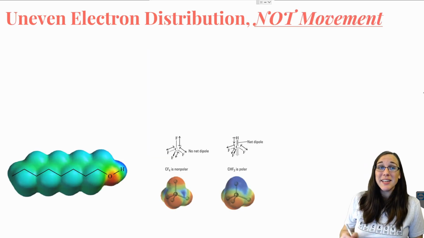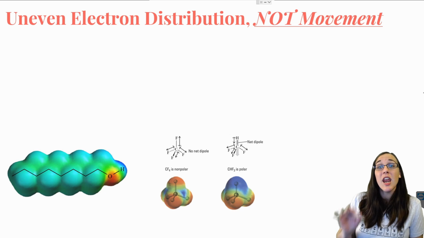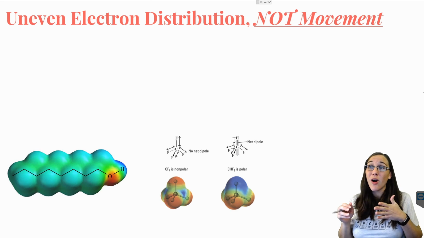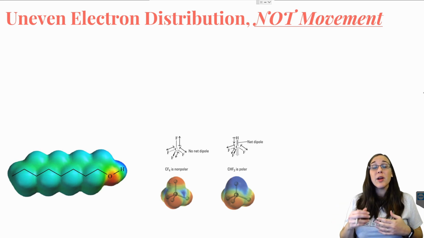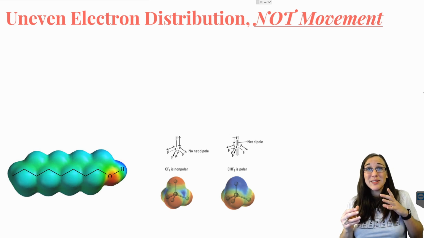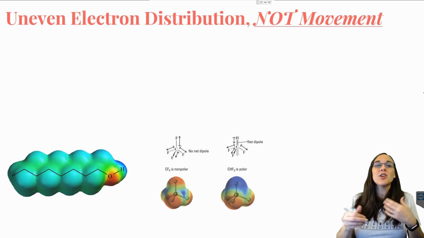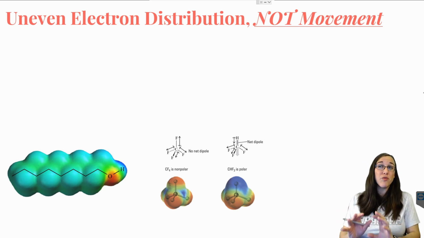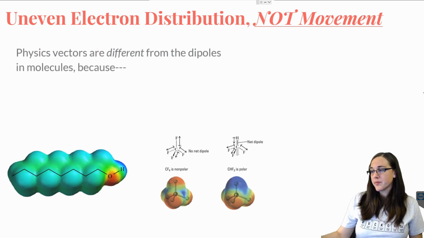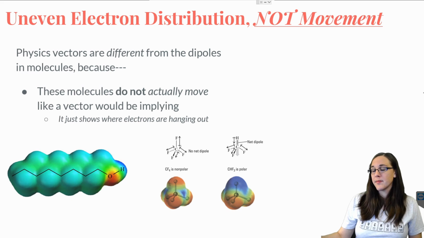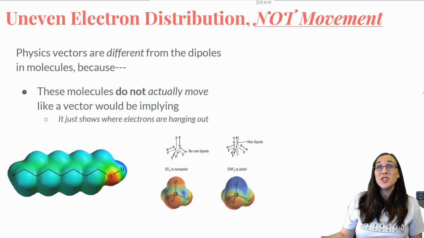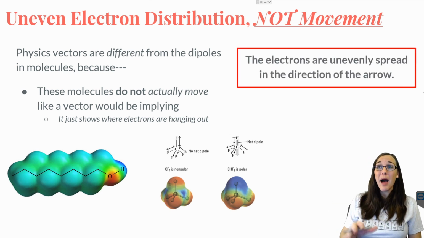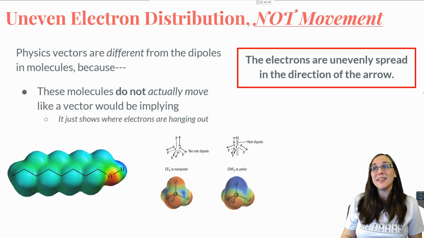A key thing to keep in mind here is that this is uneven electron distribution, not movement. Unlike physics, where we're talking about vectors moving, like cars or objects moving, we are not assuming that the whole molecule is moving in one direction. It's about where the electrons are going, not the movement of the whole molecule. Again, remember that dipoles just show where the electrons prefer to hang out. They want to be around the popular kid, and the popular kid happens to be the electronegative atom.